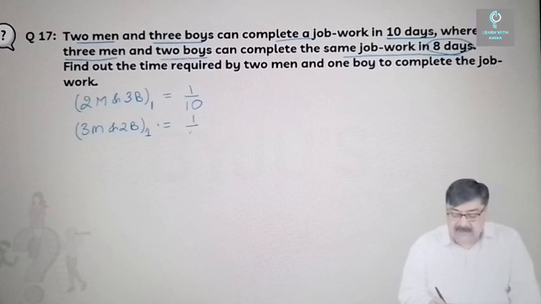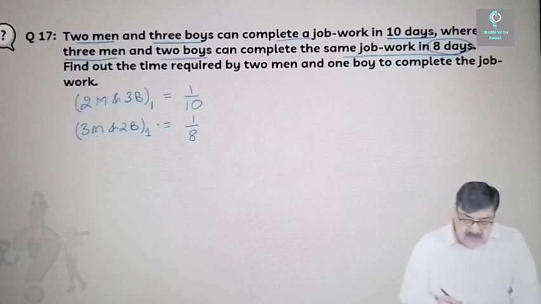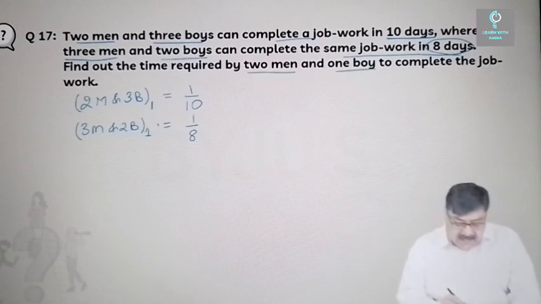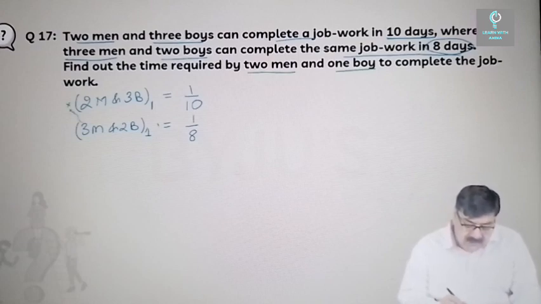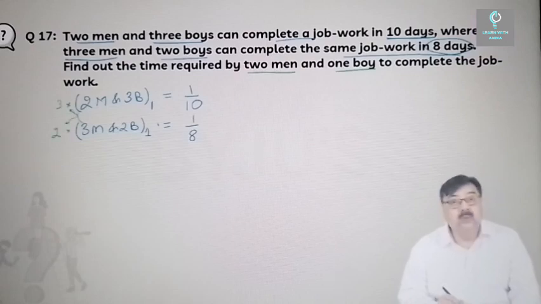So their 1 day work will be 1 by 8. You can solve it as simultaneous equations. There is no issue at all. So what we will do is, we have to find out the time required by 2 men and 1 boy. So let's do cross multiplication here. Let us multiply this complete equation with this 3, and let us multiply this complete equation with this 2.